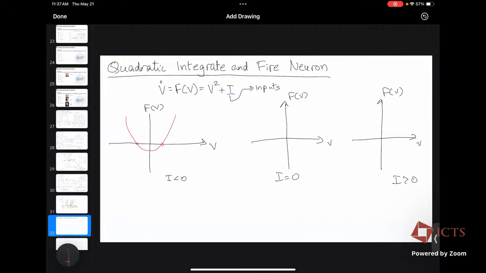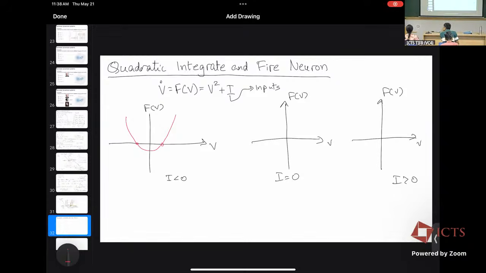Actually, is there a mic in the classroom that can be passed around as well? Or is it only the one mic that Deepesh has? There is a mic. Okay.